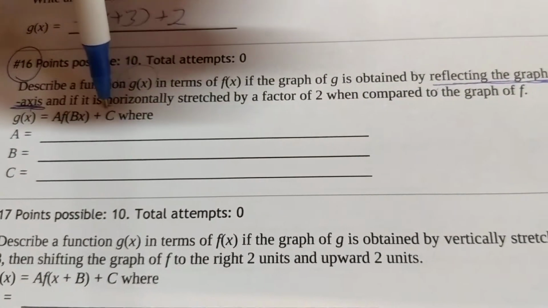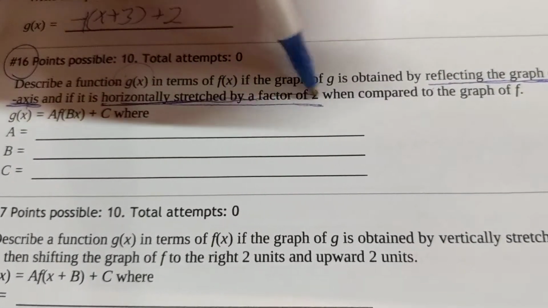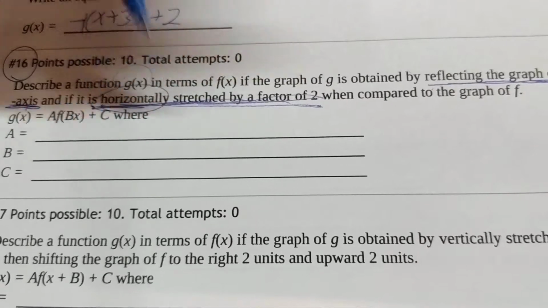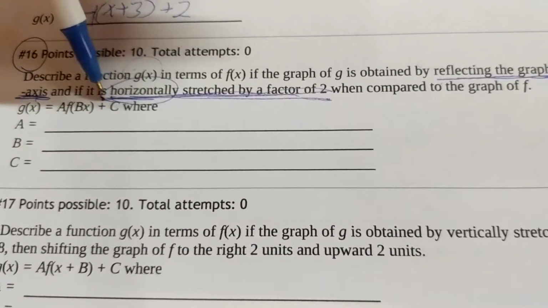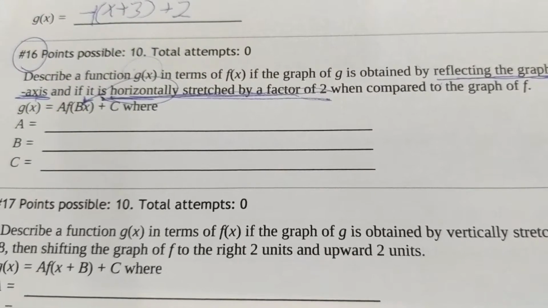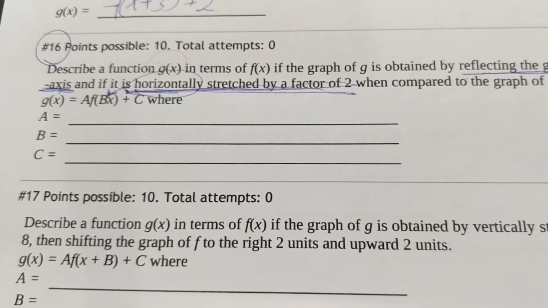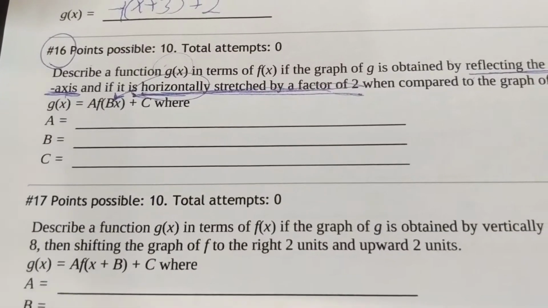And then it's being horizontally stretched by a factor of 2, and that's something we haven't really talked about, so that's a little bit weird. Horizontal is left and right, though, remember. That's an x value thing. And so remember, horizontal stuff is always on the inside when we're messing with our x's before we even do f of anything. So we're going to focus on that.